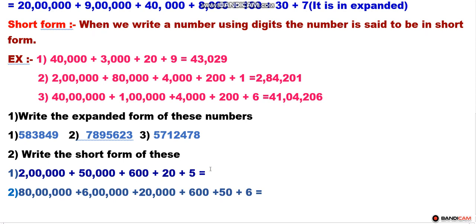How you read the number? You write here. See, 2,50,625. 2 lakhs. Lakhs period 1 digit. 50,000, 2 digits. 2 comma 50 comma 625. 625. Okay, you get. So like that you solve these problems.